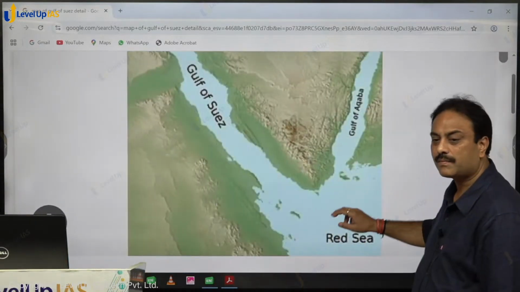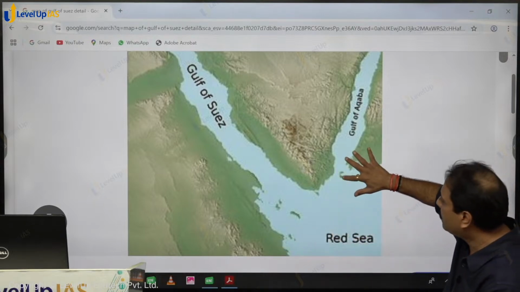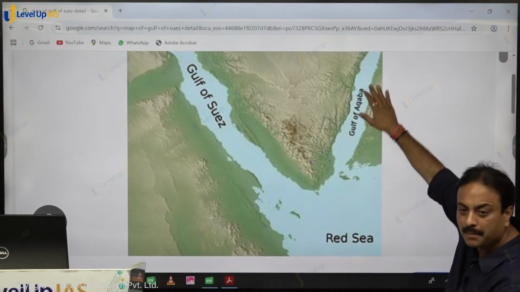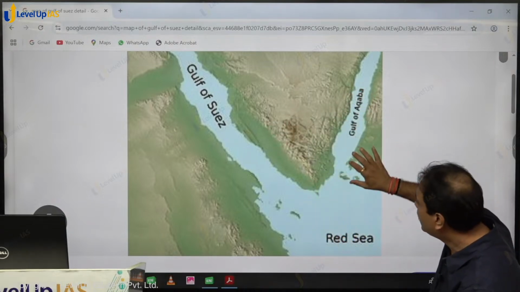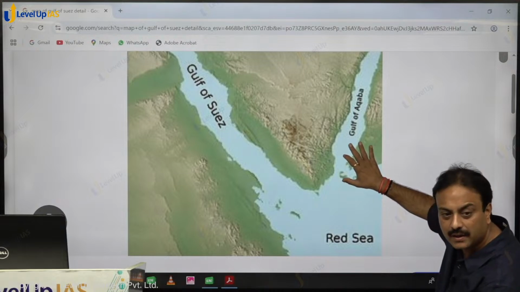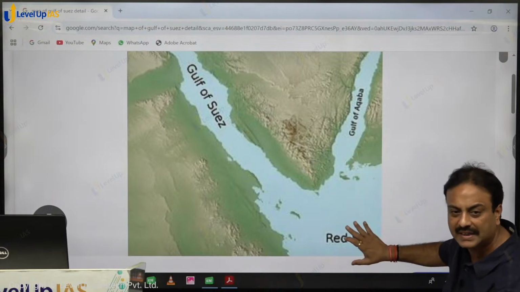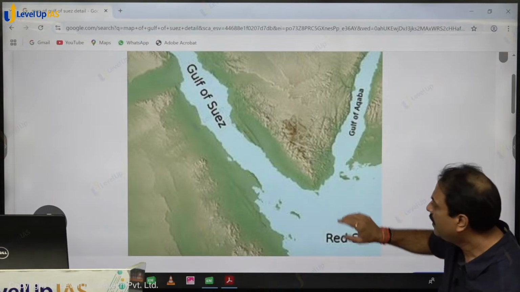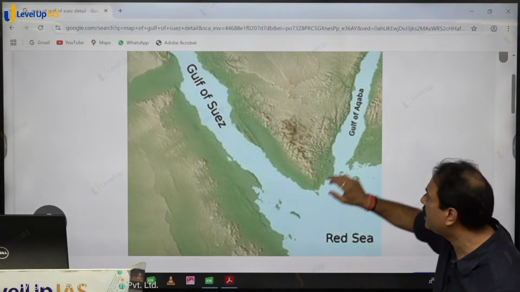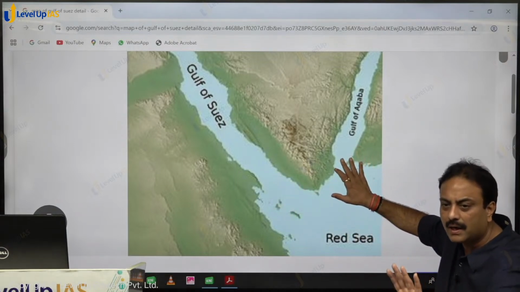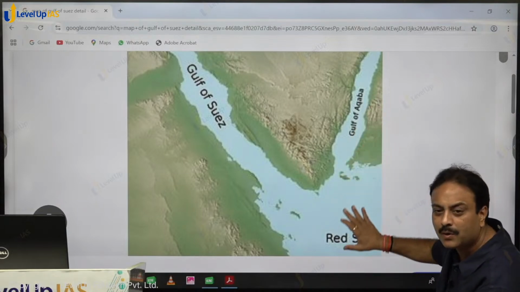See over here, this water body present over here, here this is Gulf of Aqaba. This is the Red Sea diverging into two parts, Gulf of Suez, Gulf of Aqaba. This water body is called the Strait of Tiran. Are you getting that? I take my words back, it is the Strait of Tiran. So Strait of Tiran connects Gulf of Aqaba to Red Sea.